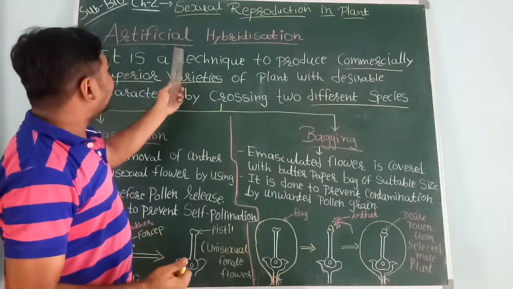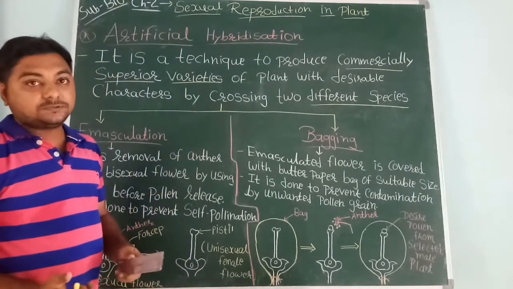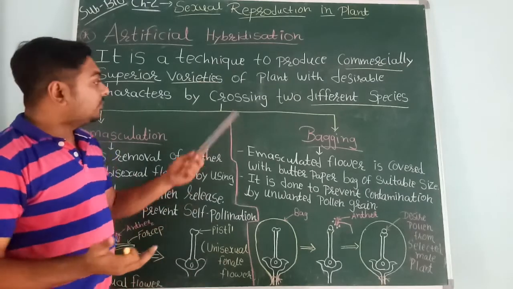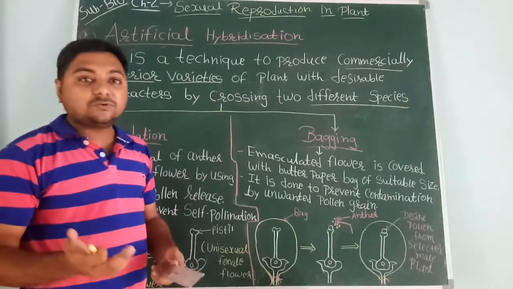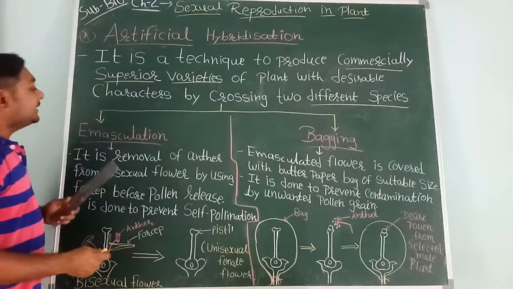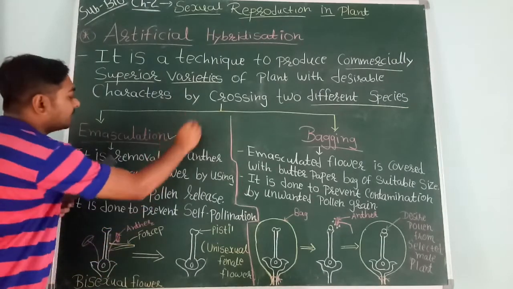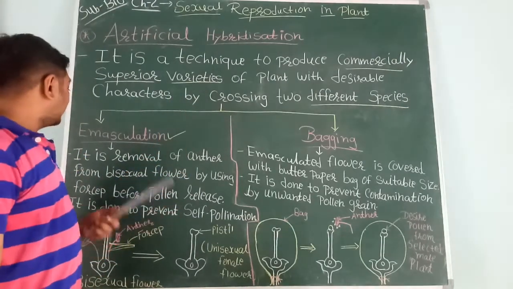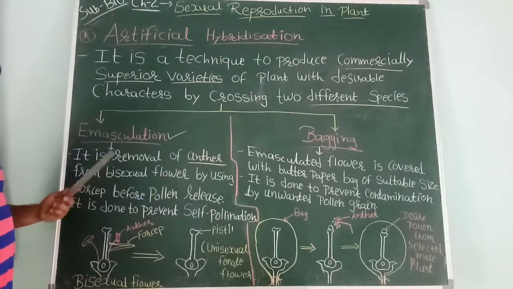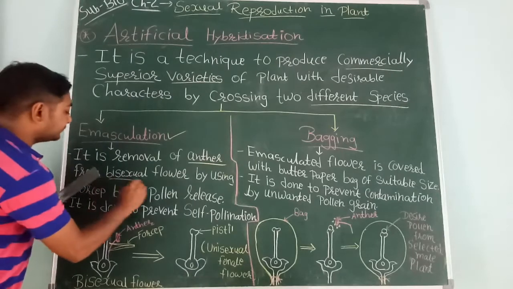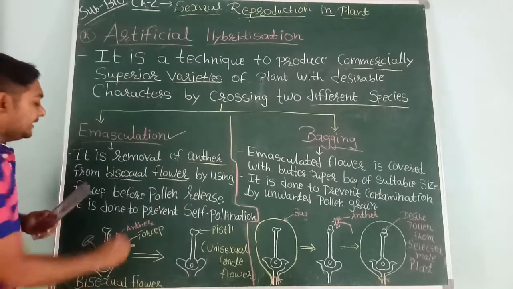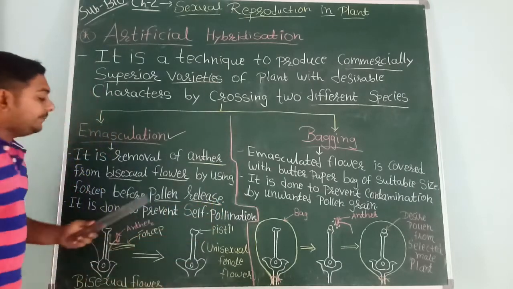This technique, artificial hybridization, has two steps. Mostly all of you know that most plants have bisexual flowers. So for plants having bisexual flowers, artificial hybridization is done in two steps. The first step is emasculation. What do we mean by emasculation? It is the removal of anther from a bisexual flower by using forceps before pollen release. It is the main point: before pollen release.